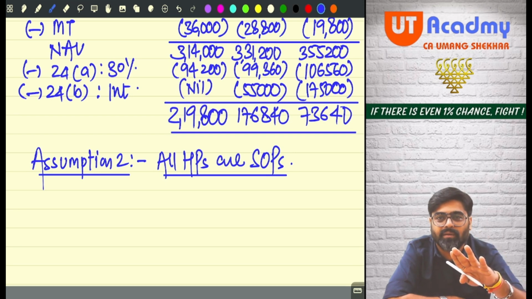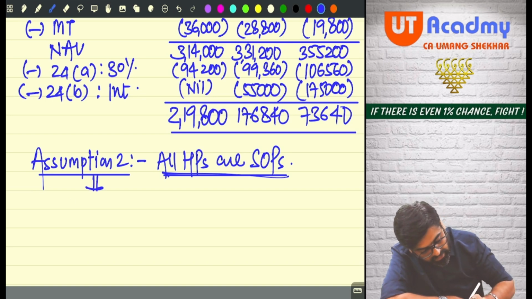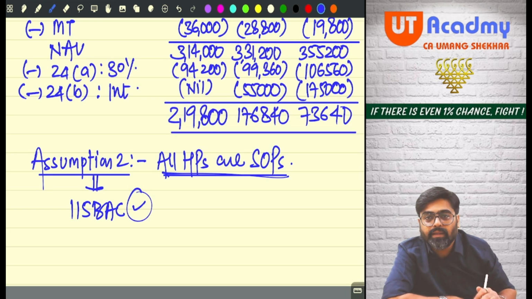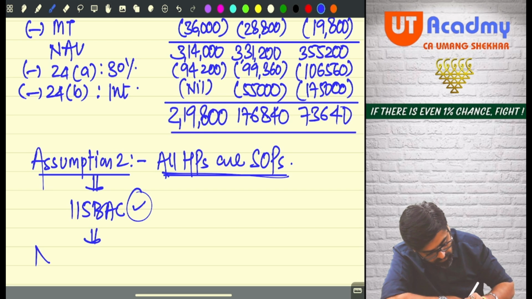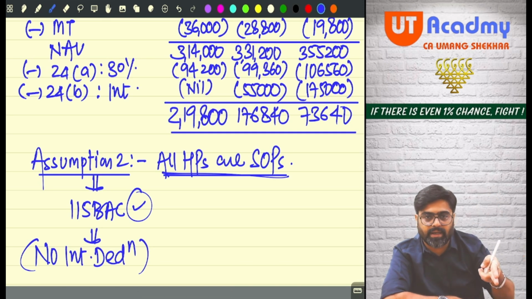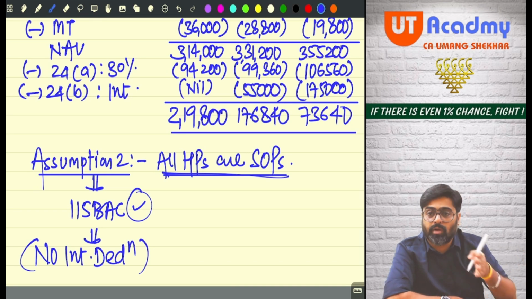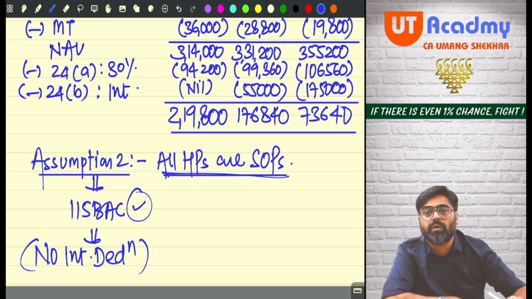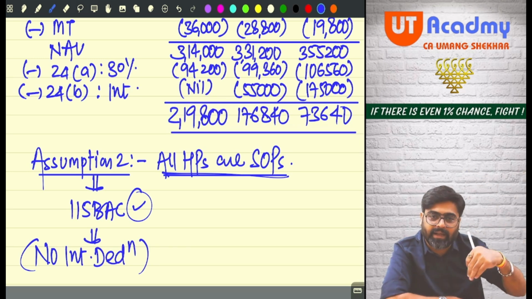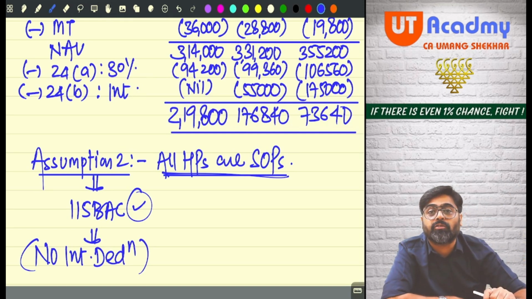Getting my point? If assumption 2 is that all the house properties are SOP, I am assuming that, for example, 115BAC was followed. Then there is no interest deduction for any of the house properties. If the house property is treated as SOP, interest deduction will not be allowed. Why? Because you are following 115BAC. Even whatever interest is there will not be allowed. Interest will also be nil. So final income from all the properties will be nil.